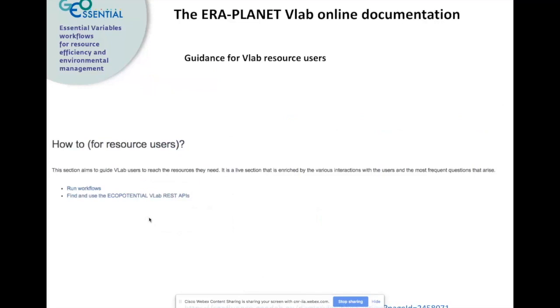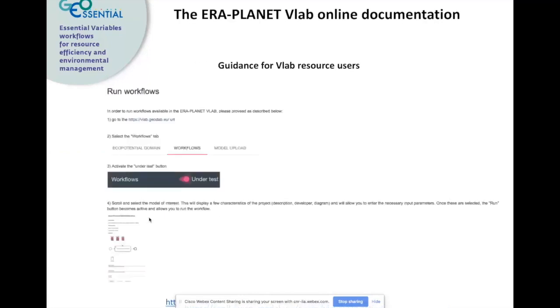Now we arrive in the how-to section. The first one, as I mentioned earlier, is for the resource users. And in there, at the moment, we have two main guidelines. One describes how to run workflows, and the other gives more information about the available virtual laboratory APIs. In the first case, you have a short description in 4 points of how to run workflows from the VLab.